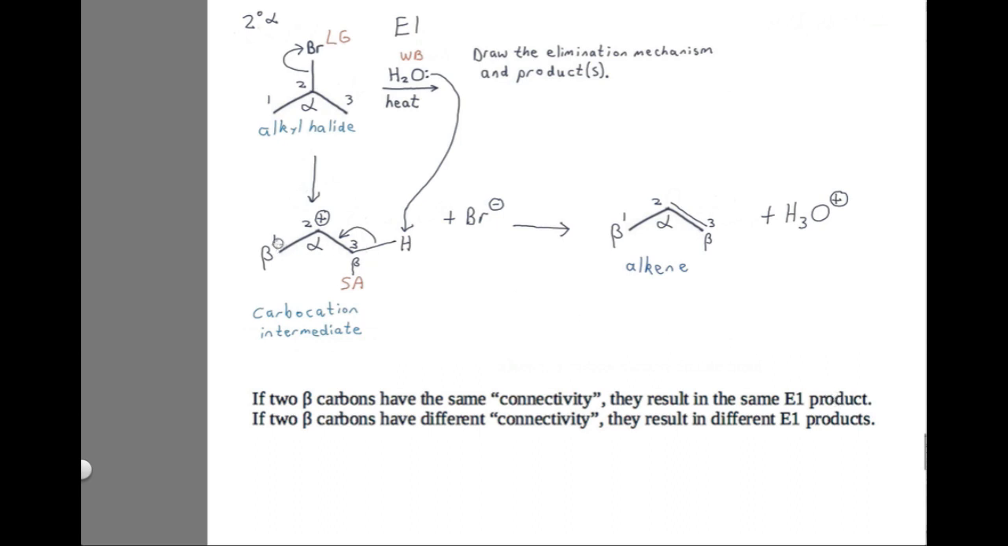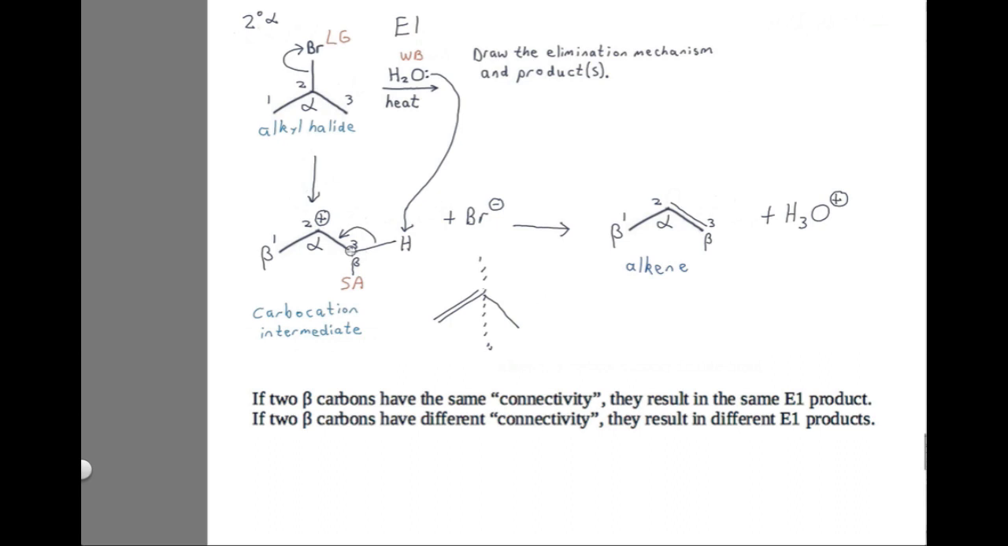E1 product. If we did use carbon-1 as our beta carbon, we would get this product. And I hope it's apparent that this molecule is just the same molecule as this one. They're just rotated different ways. If you rotated this molecule around this vertical axis, you could easily rotate this picture to look like this picture. So that shows that carbon-1 and carbon-3 do result in the same E1 product.